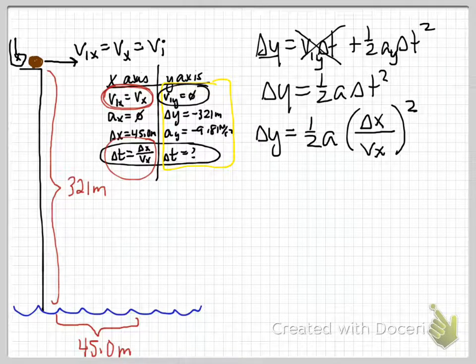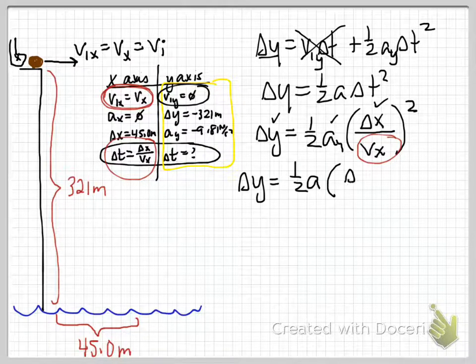We now have delta y equals 1/2 acceleration on the y times the quantity delta x over v sub x, squared. Good. We now have an expression that's made up of all either things we have or things we want to find. We have delta y, we have acceleration on the y, we have delta x, and we're interested in finding v sub x. So let's do some algebra.